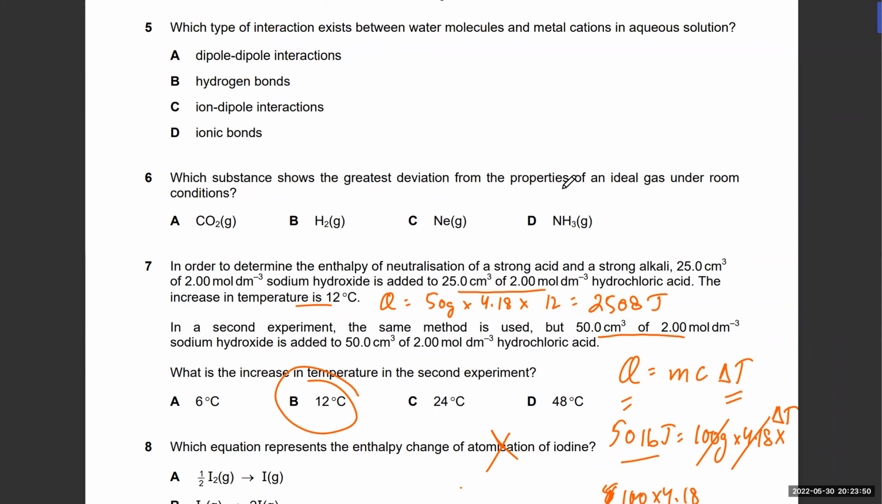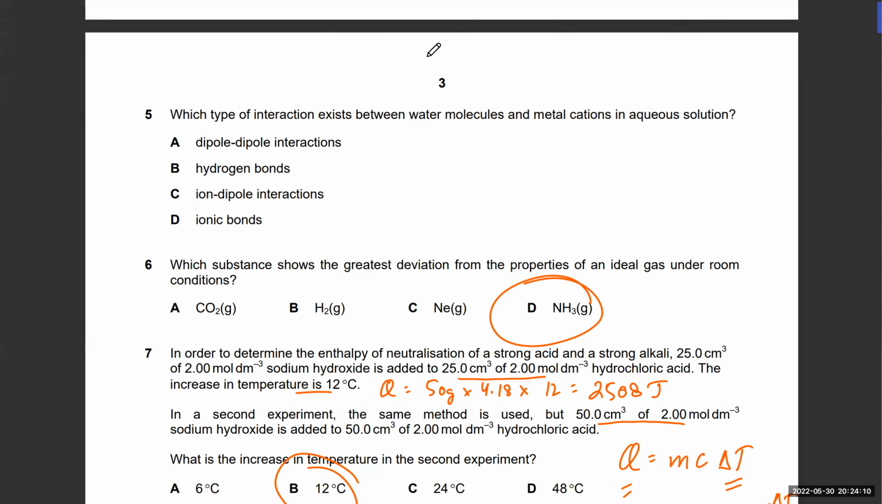Which shows the greatest deviation? When does an ideal gas deviate? Quickly, last 6 questions. When does it deviate the greatest? When they have strong intermolecular forces. Low temperature, high pressure. But what about not this one, but when they have stronger intermolecular forces? This one has hydrogen bonding.